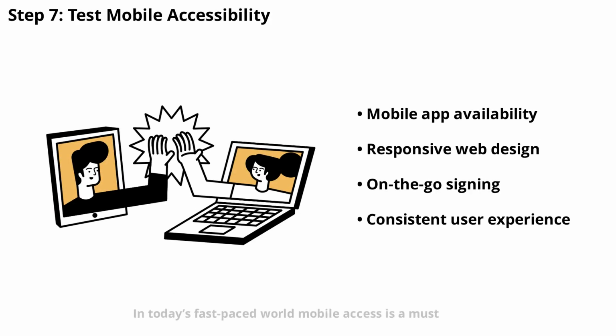In today's fast-paced world, mobile access is a must. Check if the e-signature software offers a mobile app or a responsive web interface. This allows your team and clients to sign documents on the go, speeding up business processes. Test the mobile experience yourself to ensure it's as smooth and secure as the desktop version. Mobile accessibility can be a game changer for startups with remote or distributed teams.